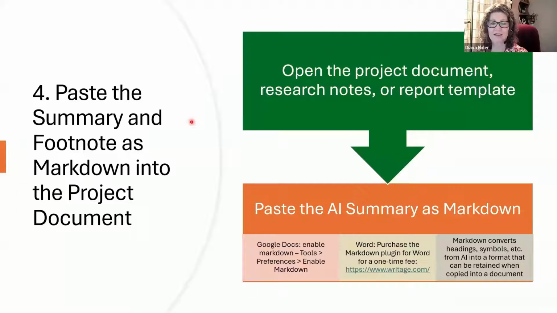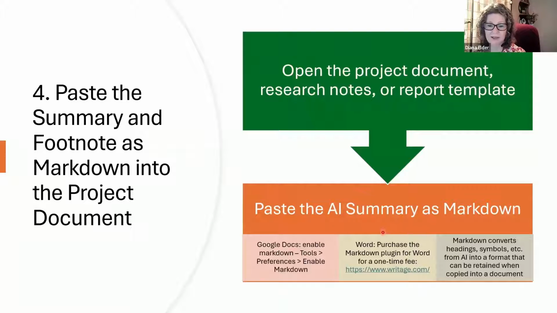Now you have to get this information that AI has created for you and get it into your project notes, your project document, your report template, whatever you use to start writing your report. And so one of the key things is to understand how to paste your AI writing as Markdown. So Markdown is a language that converts heading symbols from AI into a format that can be retained when copied into your document. And I'll show you an example of the table when it wasn't done in Markdown.